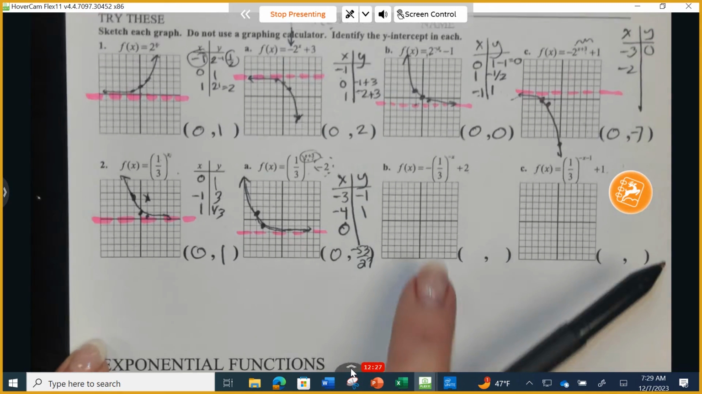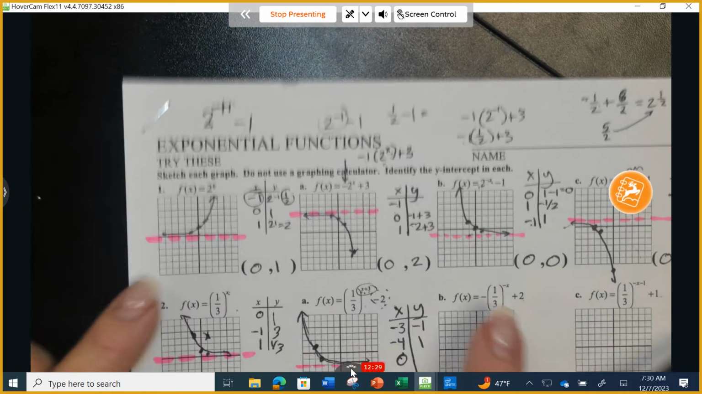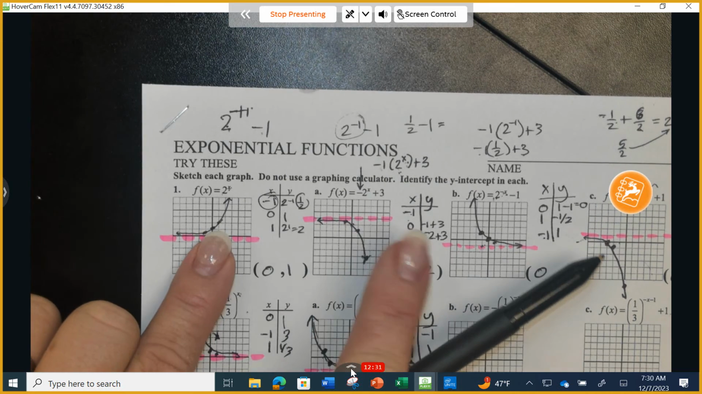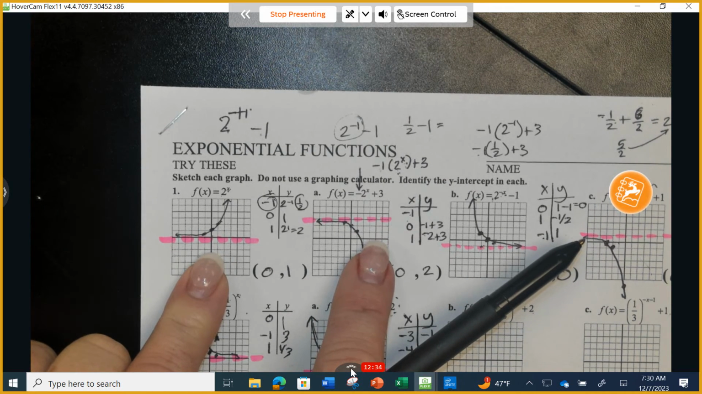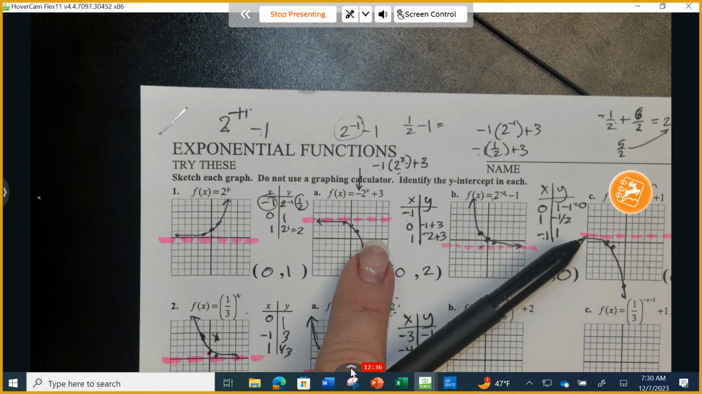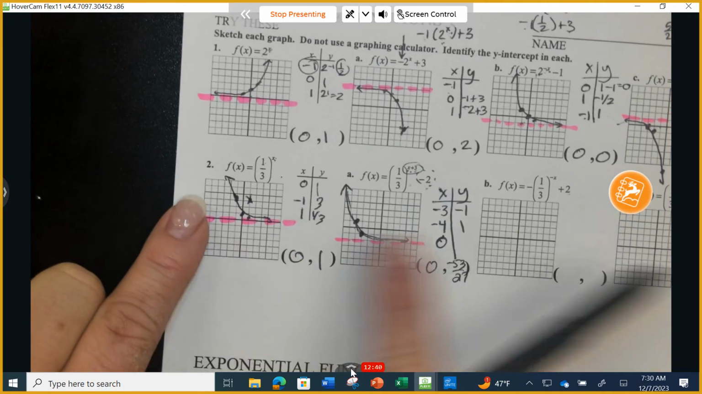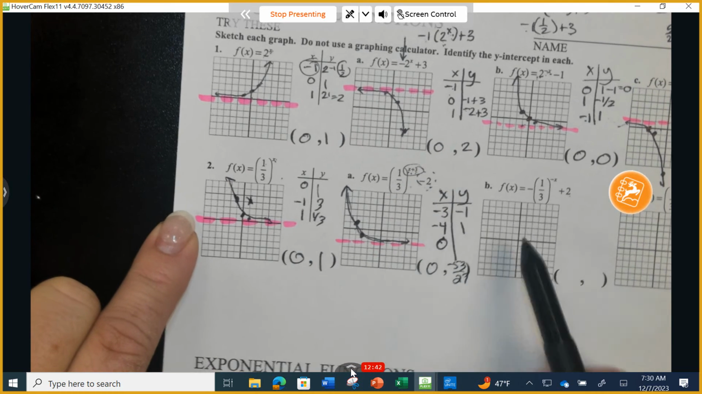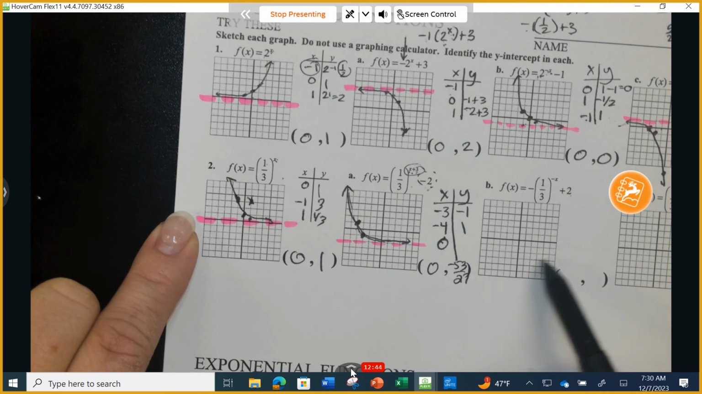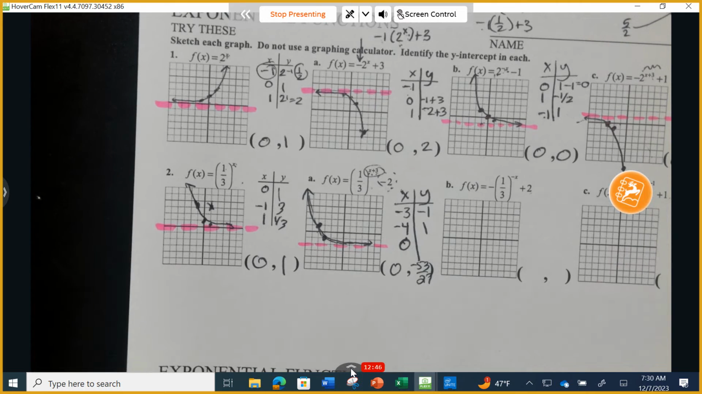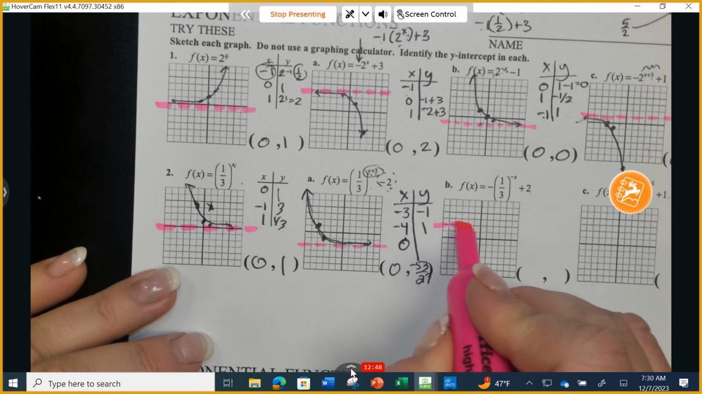All right, now what is the difference here when we have a negative out front? Let's look up here. What happens when we have a negative out front? What does it do? It reflects across the x-axis. So if I was going to take a guess what this looks like, instead of it going like this, it's going to go like this. But we also see that it's shifted up too.